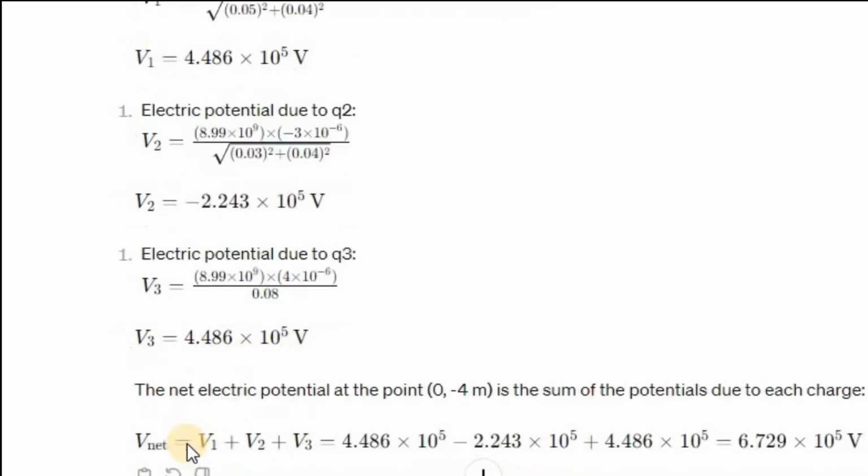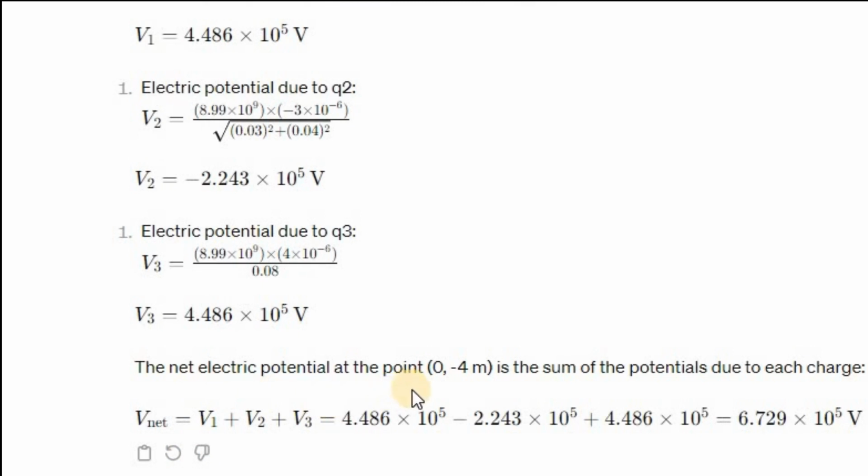The net electric potential at the point 0, minus 4 is the sum of the potentials of each charge. V net equals V1 plus V2 plus V3, equals 4.486 multiplied by 10 raised to power 5 minus 2.243 multiplied by 10 raised to power 5 plus 4.486 multiplied by 10 raised to power 5, equals 6.729 multiplied by 10 raised to power 5 volt.